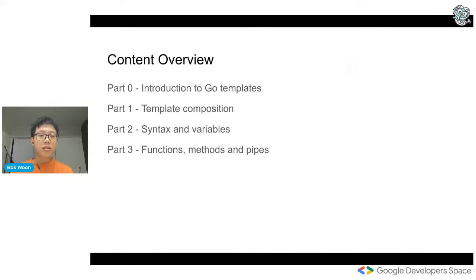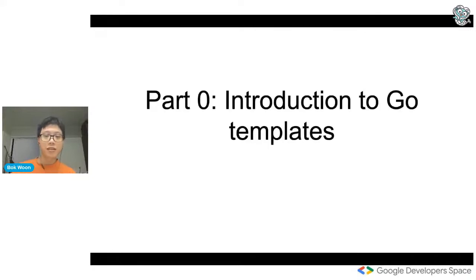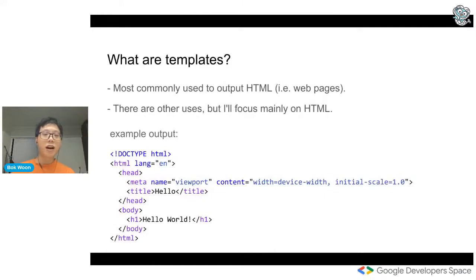Okay, so this talk is in three parts. As already introduced, I guess I won't cover this slide. Okay, so part zero, introduction to Go templates. So what are templates? They are most commonly used to generate HTML, i.e. web pages. There may be other uses, but I'll focus mainly on HTML. And a sample output may look something like this at the bottom of the slide.